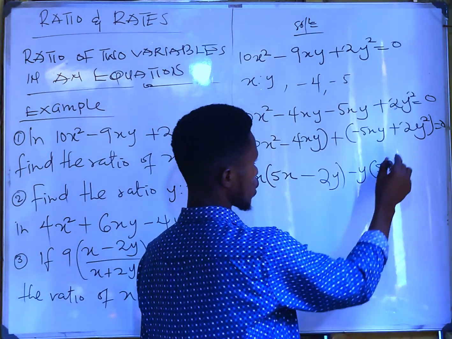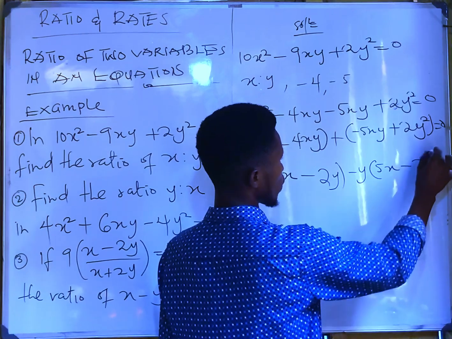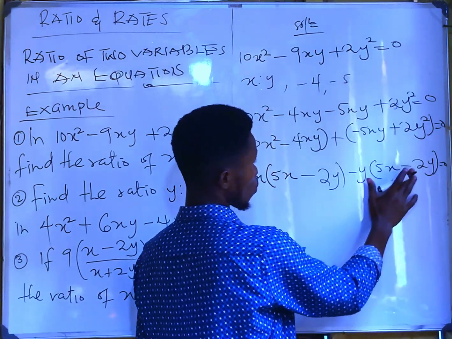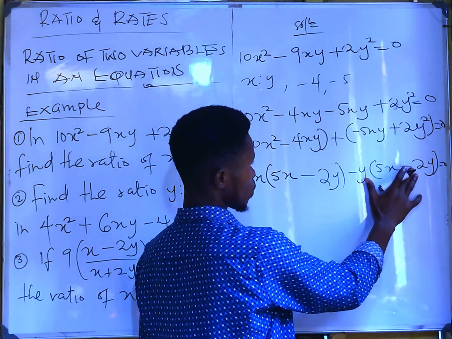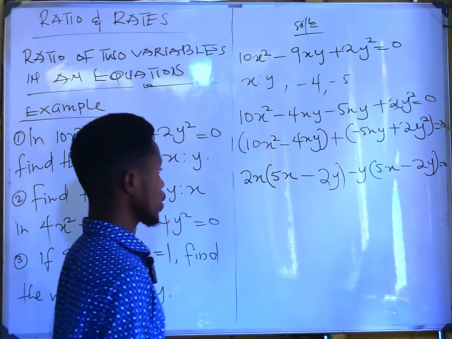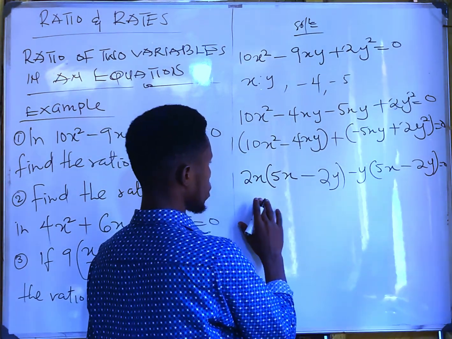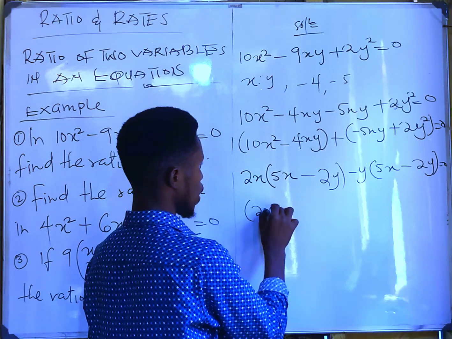Yes, you get 5x, and this side gives you minus 2y equals 0. I hope you know why I'm bringing the minus: already I factorized negative out. If I multiply this through, you see this place will come back to positive. It will be the same thing. Right. So you see the ones in the brackets are now the same, so I'll pick the outside ones.